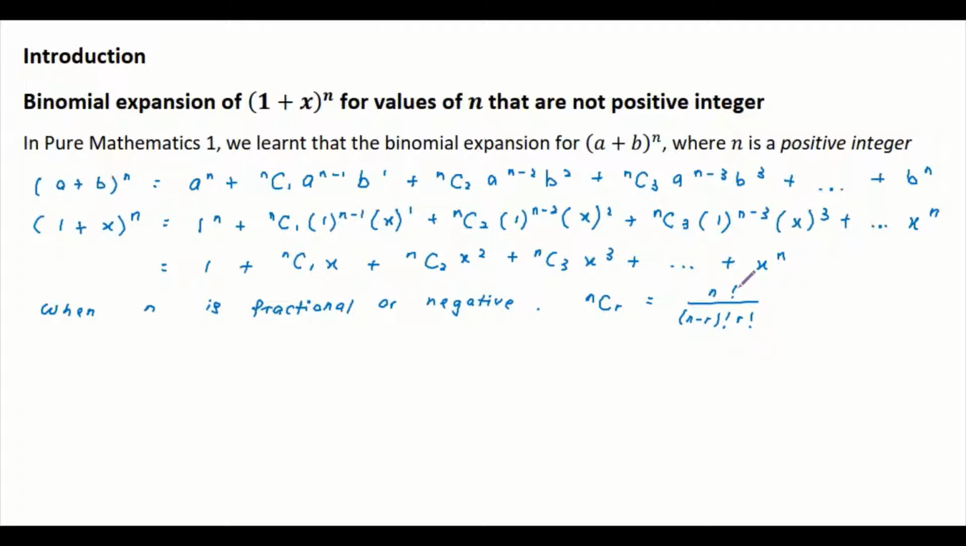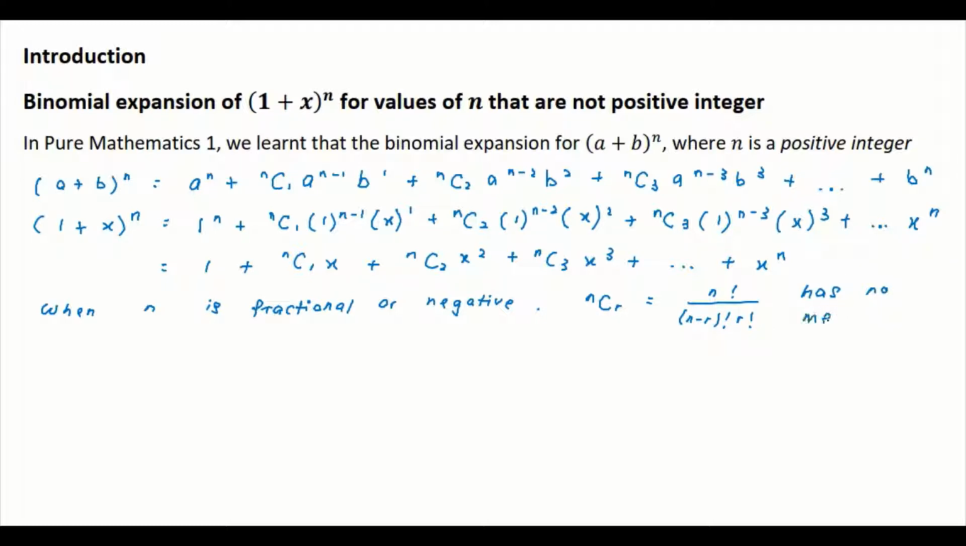When we talk about 3 factorial, we mean 3 times 2 times 1. But if, let's say, your n here is negative 5, then how am I going to do that? Because when I continue to minus 1, minus 1, minus 1, I wouldn't be able to get 1 at all, right? So this thing will become meaningless already, or has no meaning, yeah.